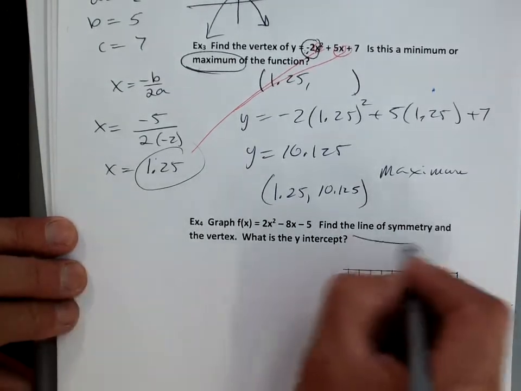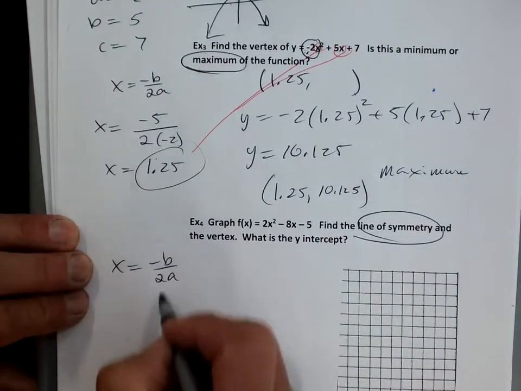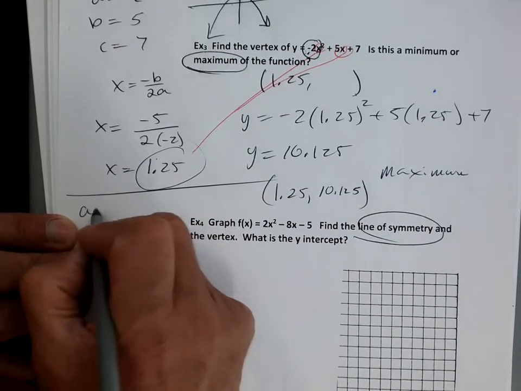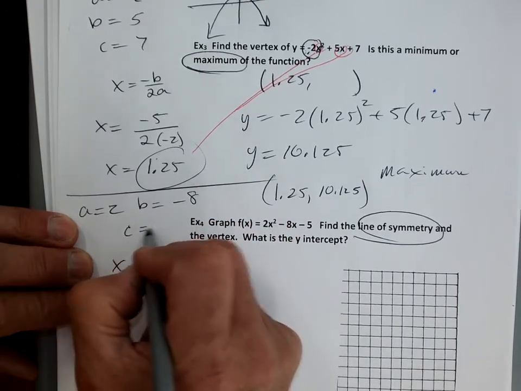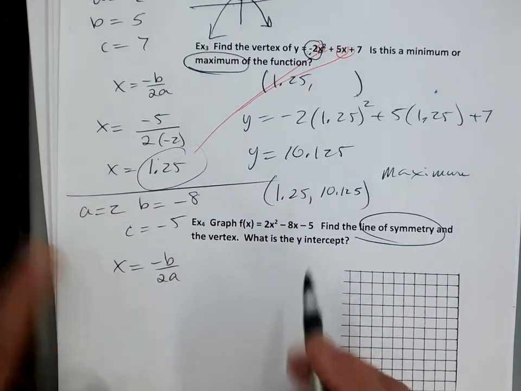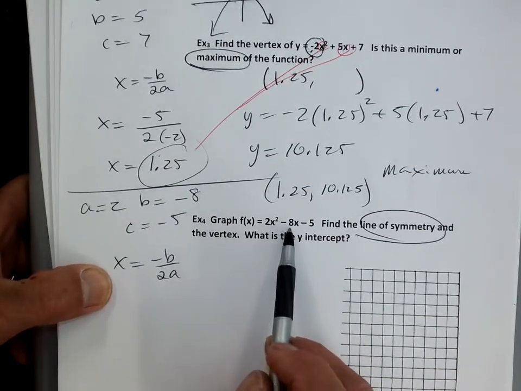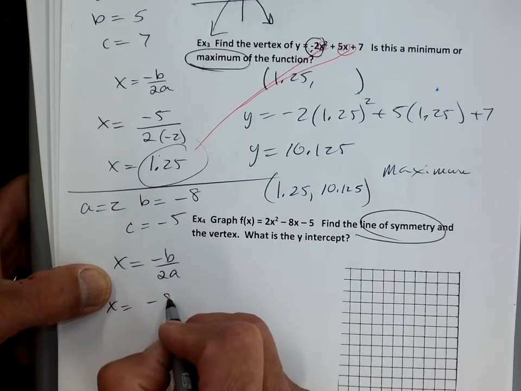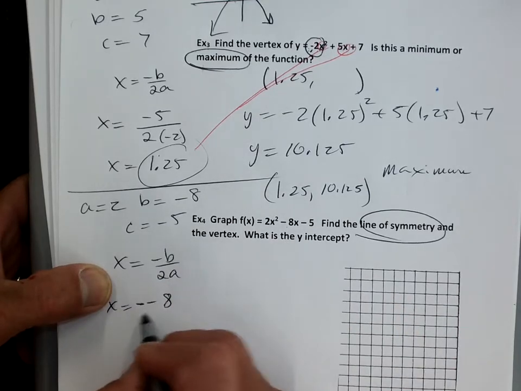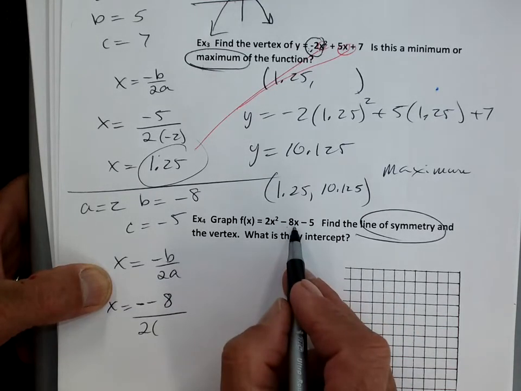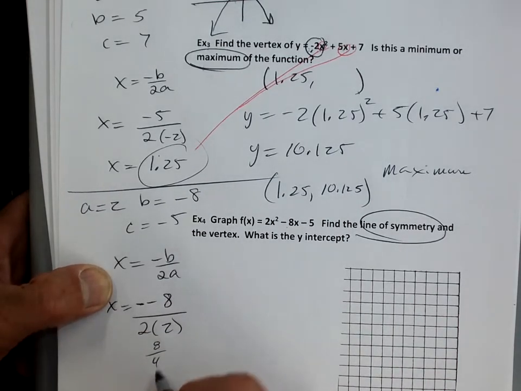So first of all, let's find the line of symmetry. X equals negative b over 2a. And I know that a is 2, b is negative 8, and c is negative 5. So I'm going to plug in my negative 8, because it's a negative 8, double negative, over 2 times a, which is 2. That's going to give me an 8 over 4, which is 2.